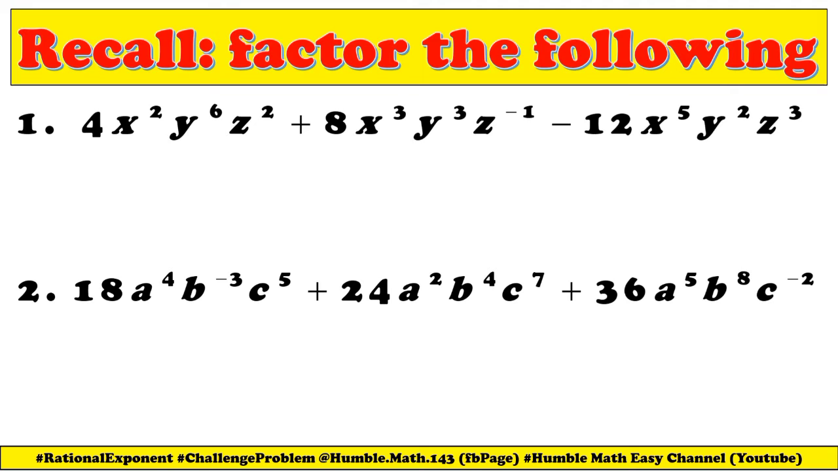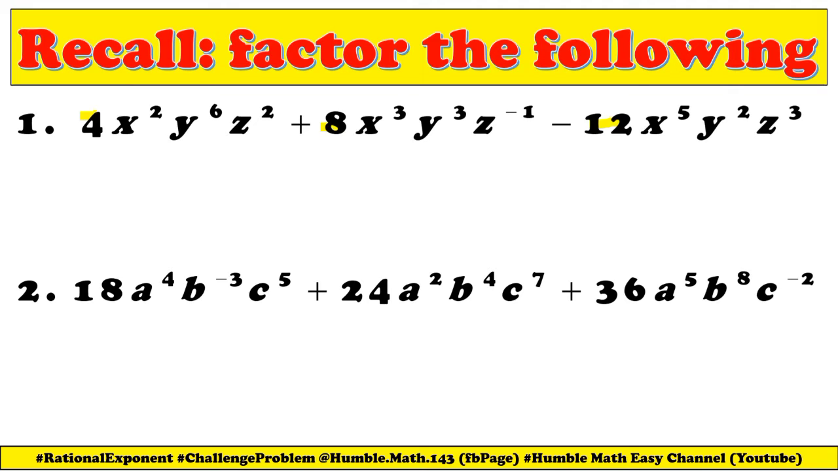For us to be able to get the factor of this, we're going to find first the greatest common factor of every term that we have. Take note, in the given number 1 we have three terms. So the first thing that we should do is to work on the numerical coefficient of every term.